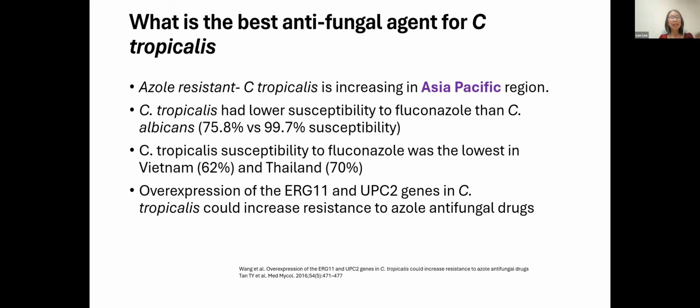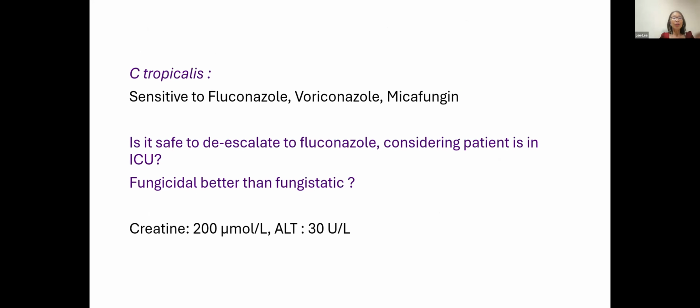So the resistance is mainly due to the overexpression of the ERG11 and UPC2 genes in C. tropicalis itself. For these patients, the C. tropicalis shows that the MIC is actually susceptible to all the antifungal agents, namely fluconazole, voriconazole, micafungin, and also caspofungin. So is it safe to de-escalate to fluconazole considering that the patient is still ventilated in ICU?